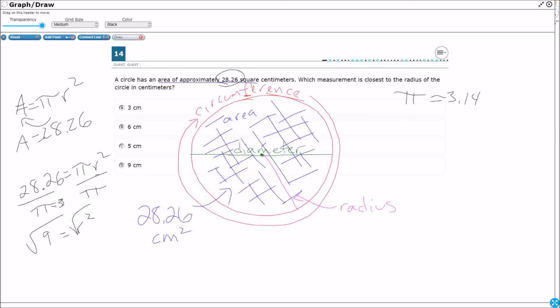Take the square root of both sides, and I get 3 equals r. If we want, we can plug that back in, and we're going to get about that 28.26. So 28.26 equals pi times that 3 squared, or 9. So our answer here is A.